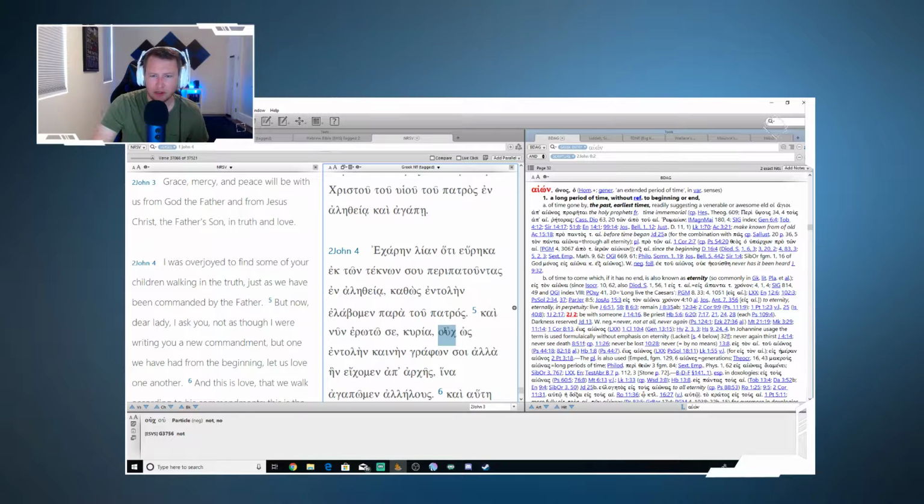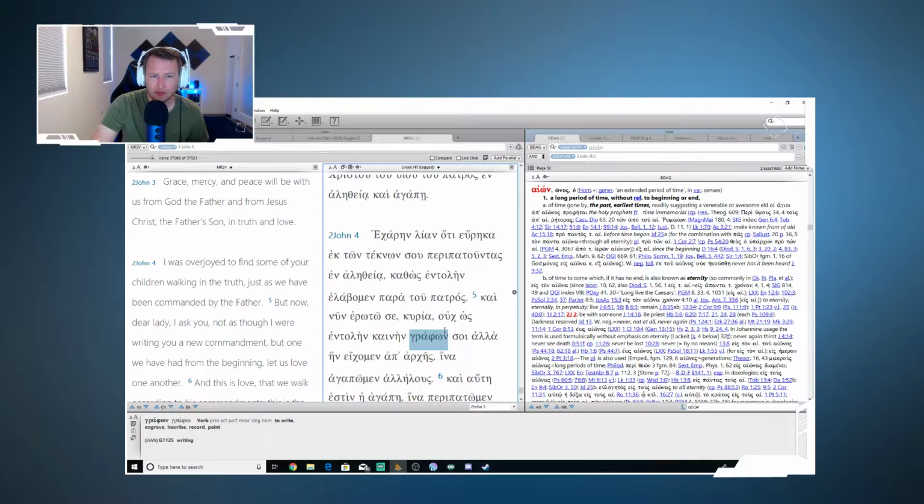Echarin lian hoti heureka ek ton teknon sou peripatountas en aletheia kathos entolen elabomen para tou patros. Verse 4. I have no idea what this is. This isn't echo. This is chairo. Chairo, not chairo. I'm not Erasmian.